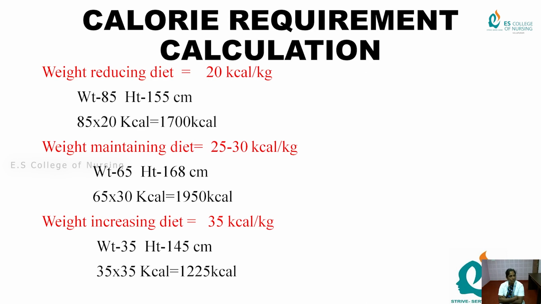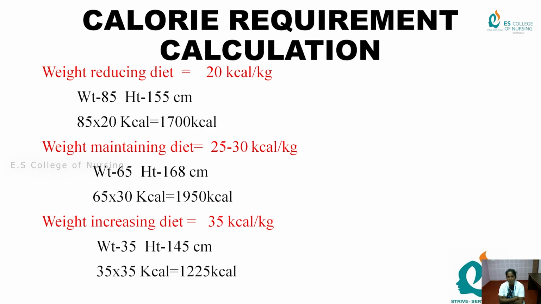Okay, moving on to the weight increasing diet. When they want to increase the weight, they have to take 35 kilocalorie per kg body weight. The person weighs 35, height 145 centimeter. I hope everybody knows the person has to weigh 45, but he is weighing only 35. So he can take 35 into 35 kilocalorie per kg body weight. So at least he has to take 1225 kilocalorie per day.